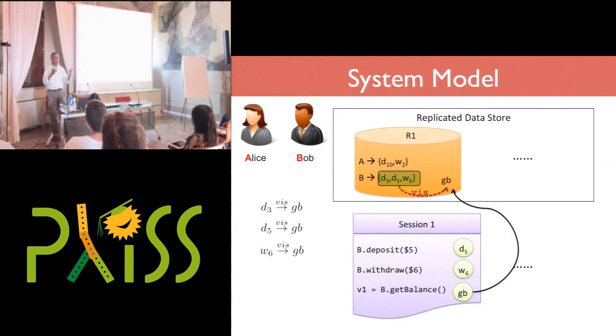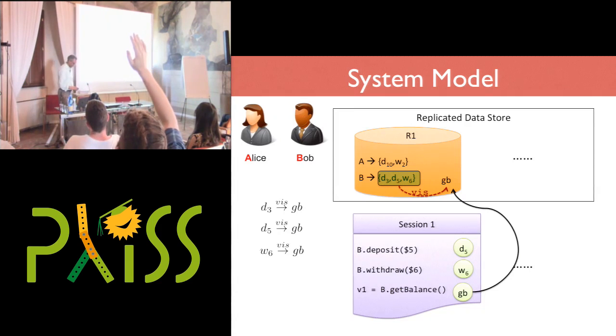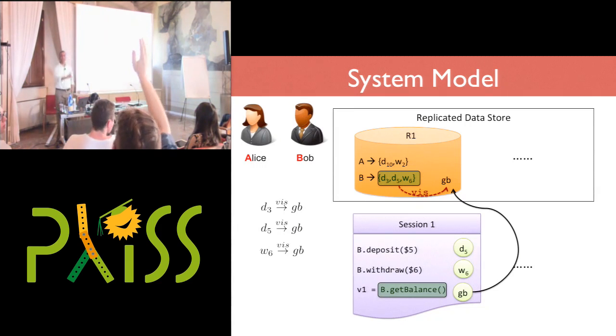So our system model is comprised of replicas and sessions and these two important relations: session order, which says the order in which a client issues requests, and visibility, the observation of previously issued effects that are available on a given replica. Does that make sense?